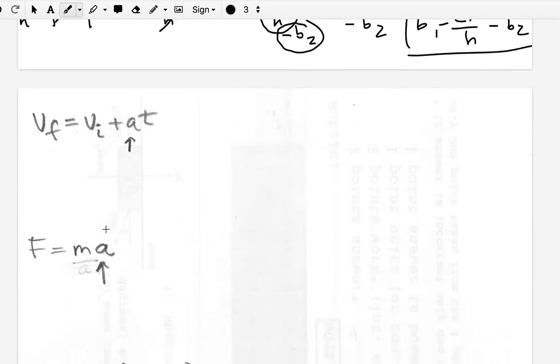This one, Vf equals Vi plus AT. You've looked at this before in the first half of the year, solving for A. We're going to subtract Vi from both sides and divide both sides by T. Subtract Vi, and we get Vf minus Vi equals A times T.